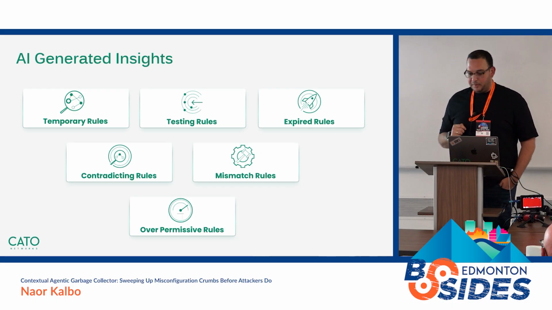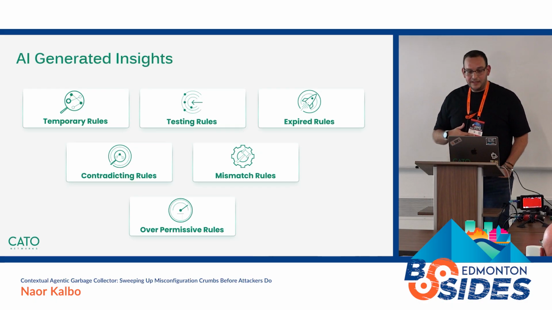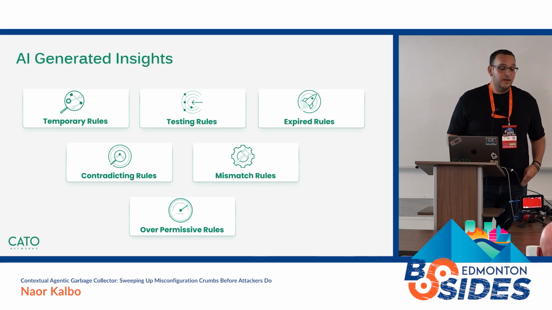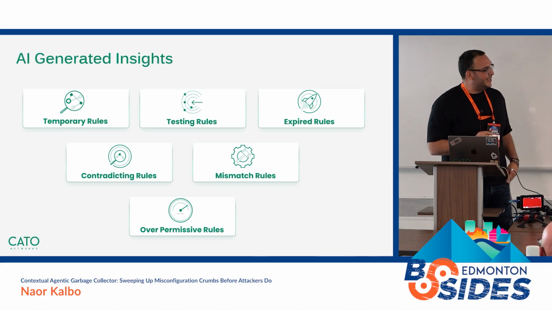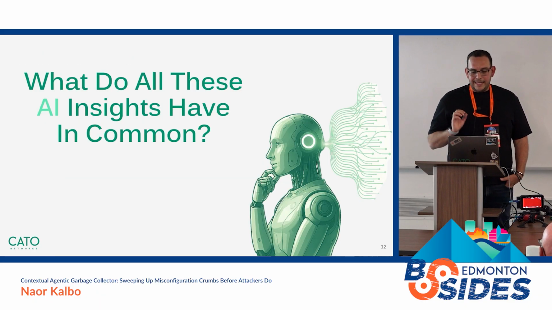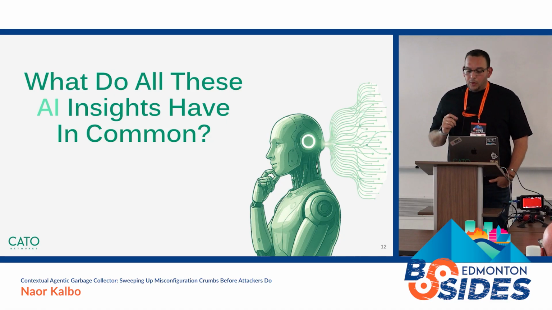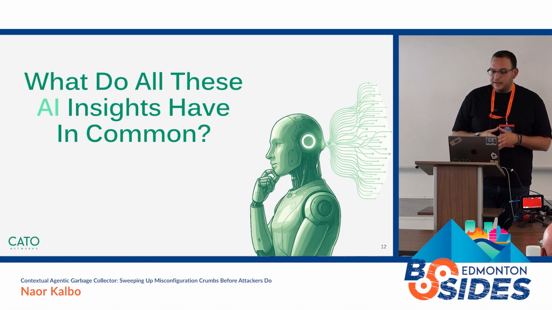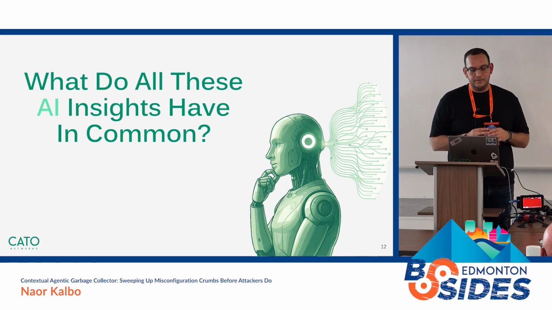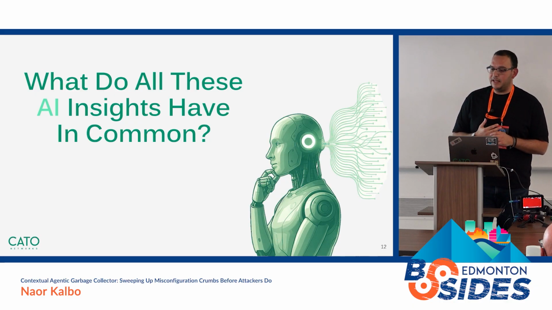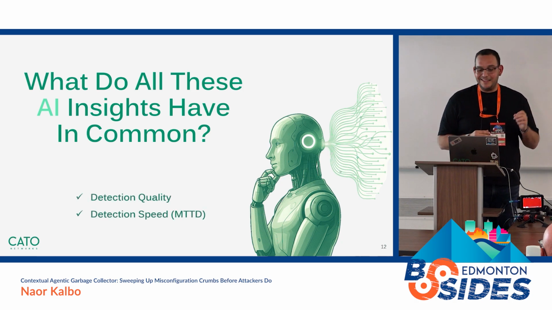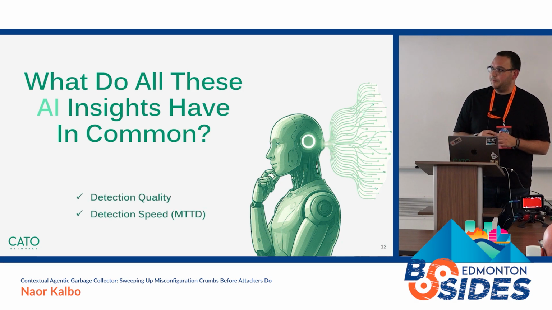Another one is over-permissive rules, which is a rule that is configured with too broad of a scope and unnecessarily increases the attack surface in the organization. So what do all of these new AI-driven insights have in common? They bring improvement across two key dimensions. The first one is the improvement in the detection quality.